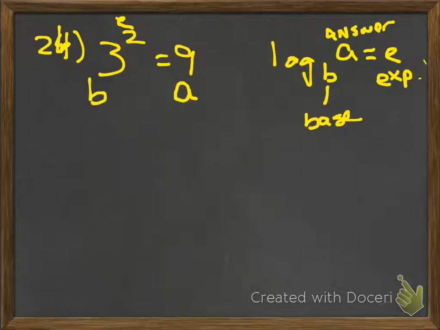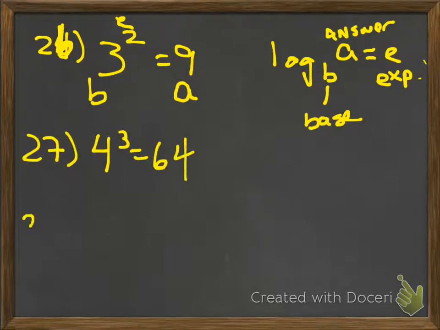That should make it easier to go back and forth between those, and it should help if you put it on your formula sheet. Okay, so then there's the answer for 27. 4 to the third power equals 64.